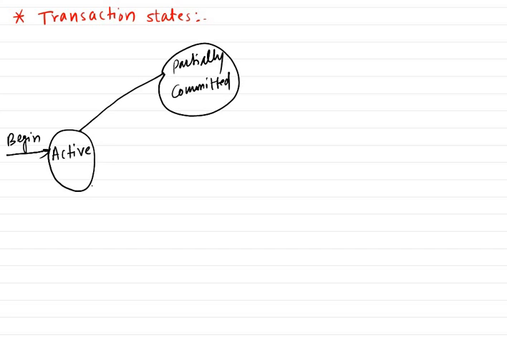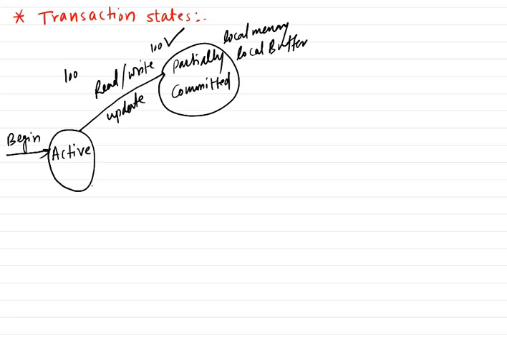If there are 100 operations in the transaction and all operations are executed, now the transaction is in the partially committed state. That means if a transaction has 100 instructions, in the partially committed state all the 100 operations are completed here, and these instructions are read write operations. So from the active to the partially committed state, we will perform read, write or update operations. Now this partially committed state is performed on local memory or a local buffer, or you can say in RAM.